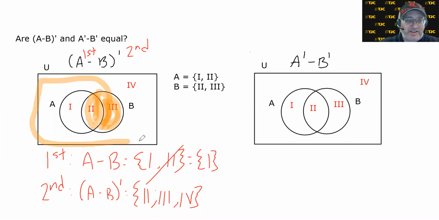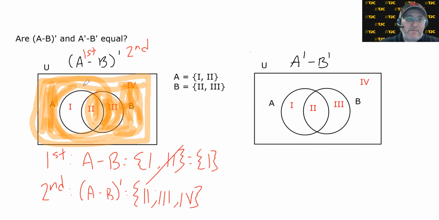And again, the shading doesn't have to be perfect. I should have used my stylus instead of my mouse. When will I learn that lesson? Eventually. All right, so there's the difference A minus B, and the complement of A minus B.